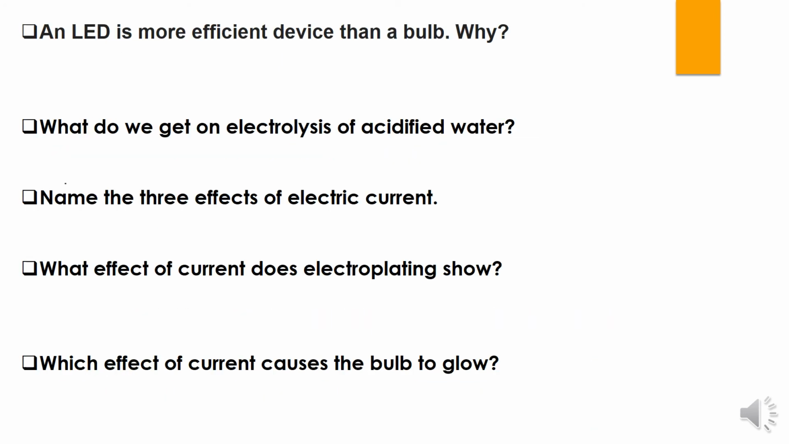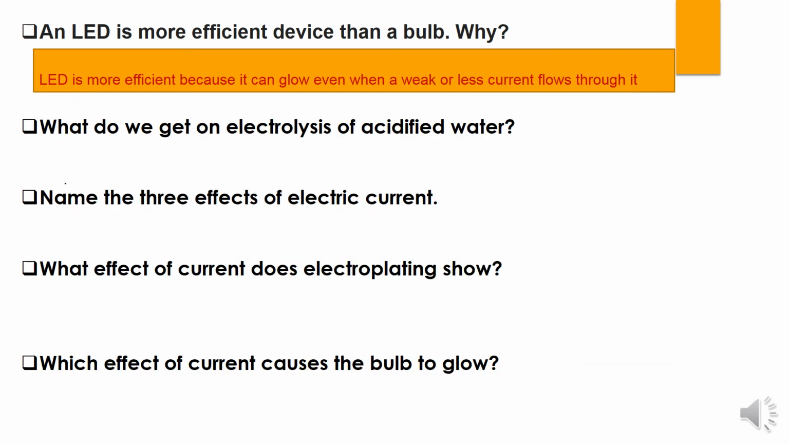Come to the next one. An LED is a more efficient device than a bulb. Why? Because an LED can glow even when a weak or less current is there in a circuit. Then also the LED can glow. Next, what do we get on electrolysis of acidified water? When the water is acidified, we get ions. We have already seen this. So when the water is acidified, we get hydrogen and oxygen gas.